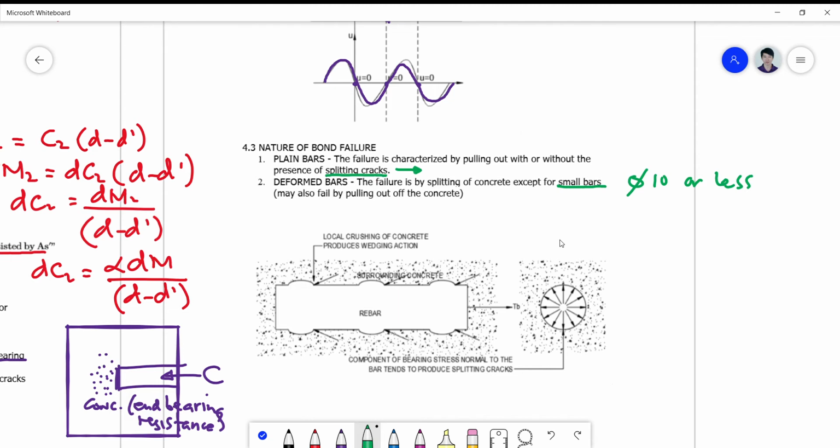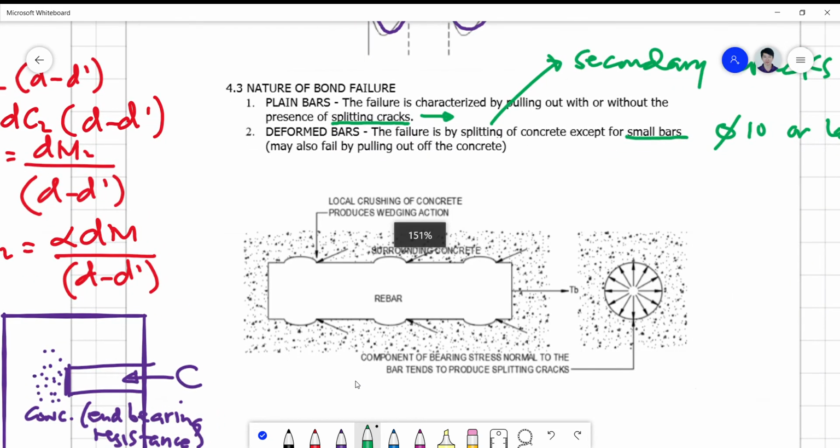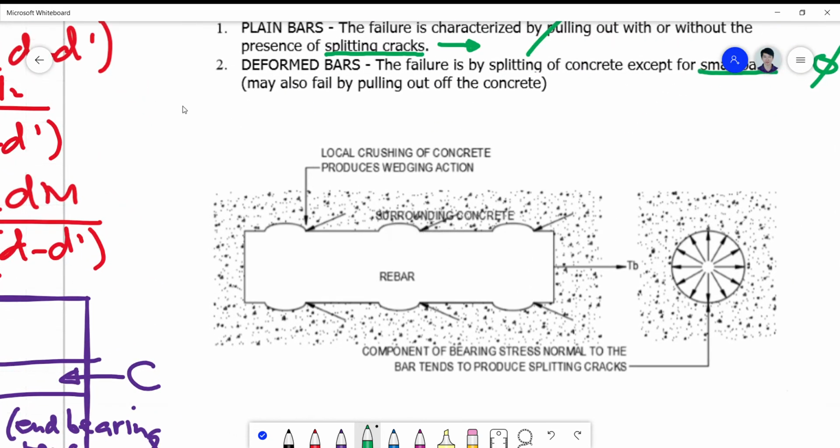And of course, when the concrete has split, secondary cracks may form. Okay, and this is what we don't want to happen. When secondary cracks form, it complicates the situation. Okay, so let's look inside the deformed bar. If you take a look closely on a deformed bar, the deformation of which is actually given to us by this figure here.